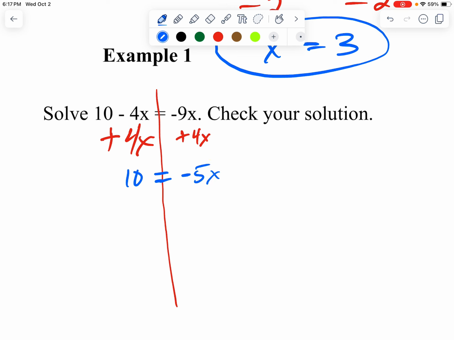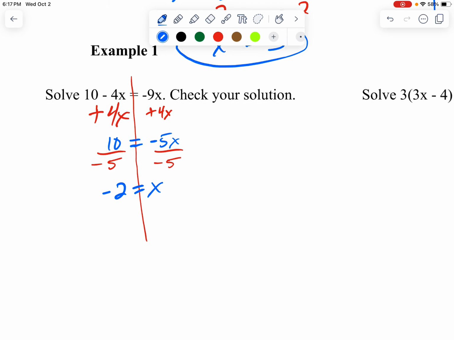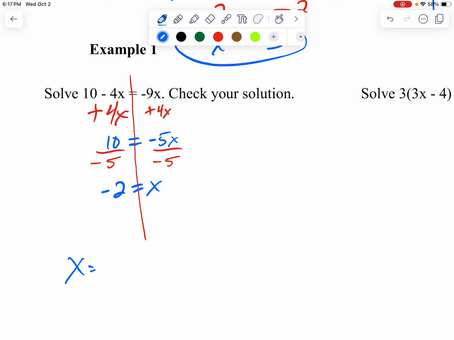Final step. Again, we're back to just a one-step equation now. I've got negative 5x, which means negative 5 times x. So to undo that, we're going to divide by negative 5, divide by negative 5, and 10 divided by negative 5 is negative 2 equals x. And then we normally write that as x equals negative 2.